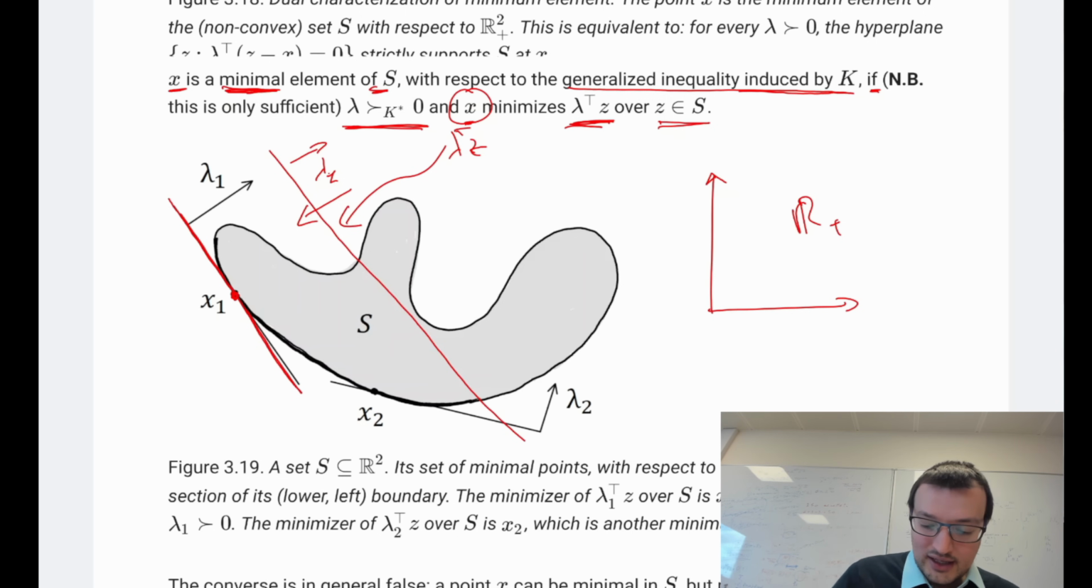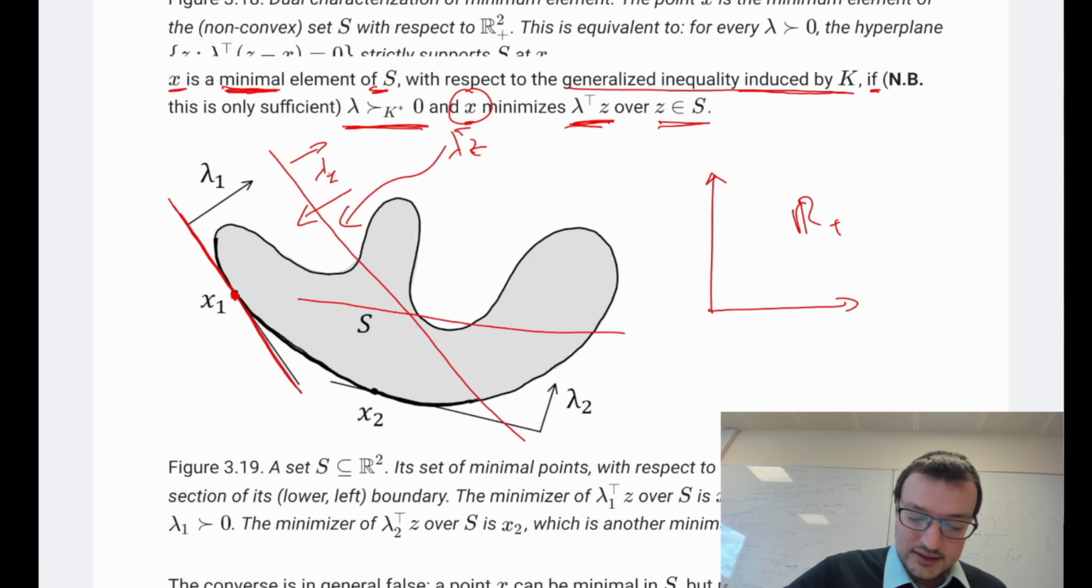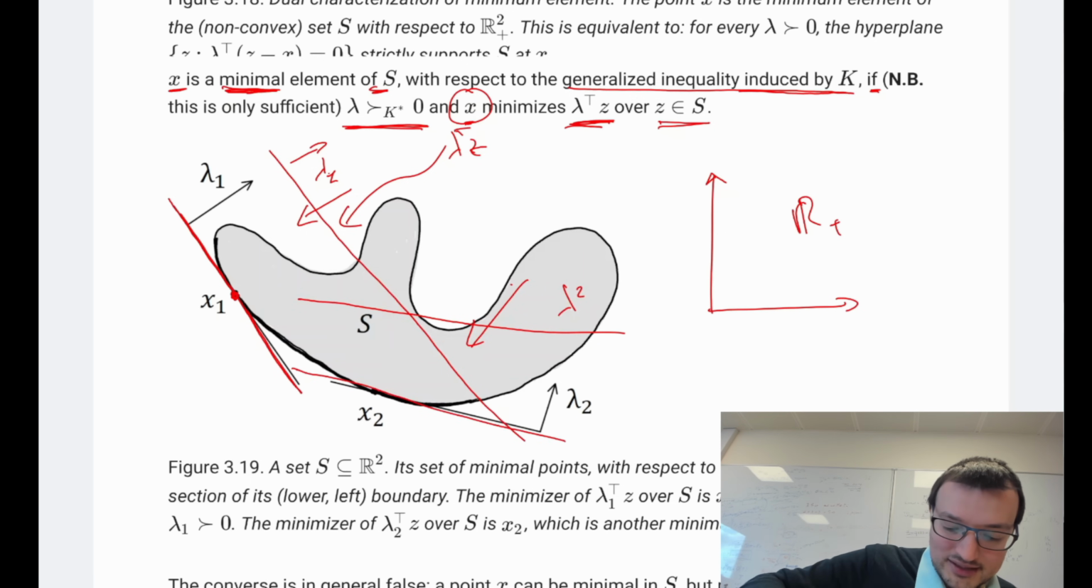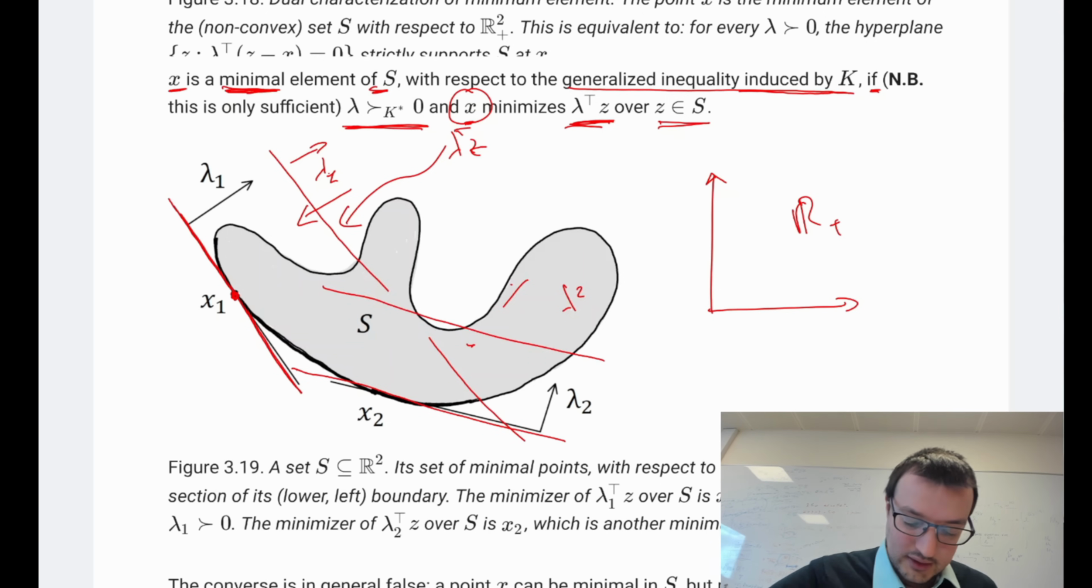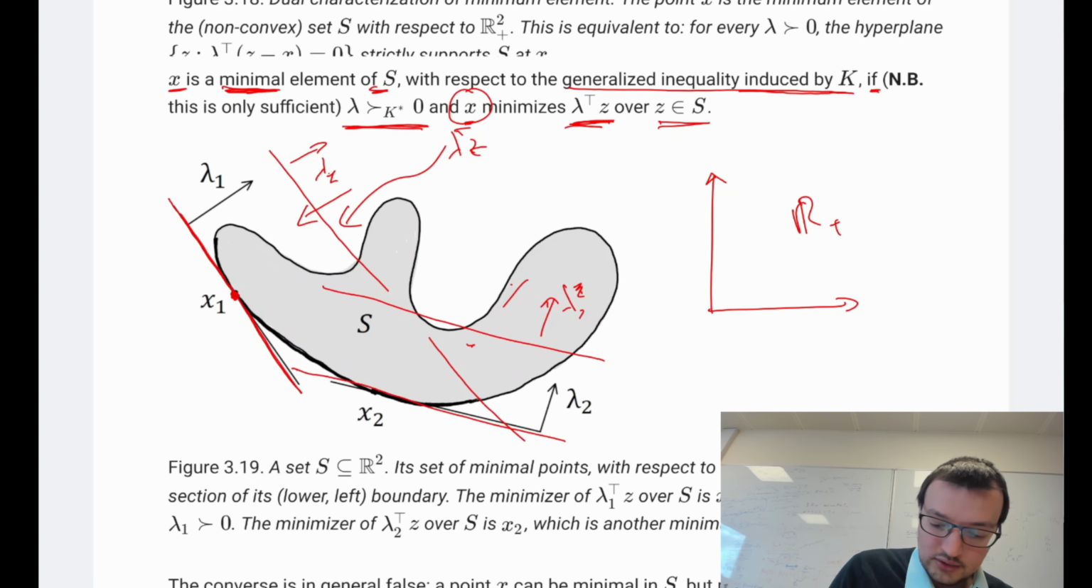Of course, if we take a different lambda, in this case lambda 2, and now we minimize again with respect to R plus, we are going to end up with, sorry, my sketch here is not great, but you know what I mean. If I take lambda 2 here and minimize with respect to R plus, I'm going to find again one minimizer over here. The key point here is that x1 and x2 are not the same, okay?